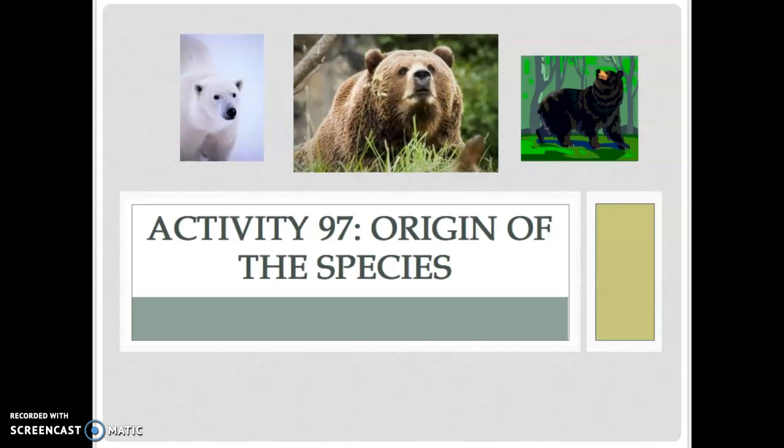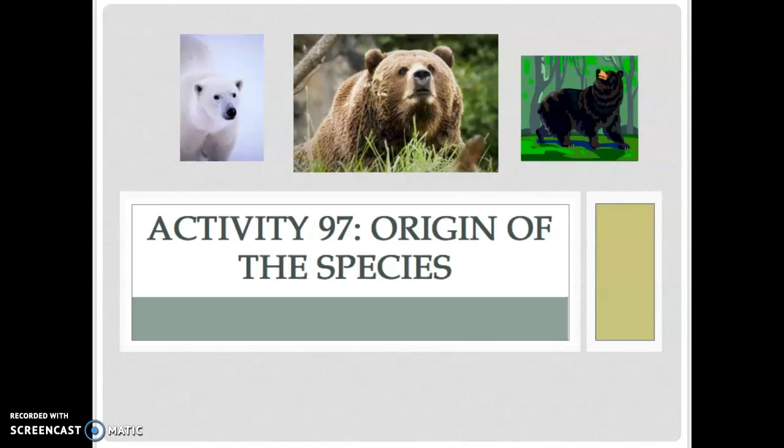Okay, ladies and gentlemen, welcome back for Activity 97. We're going to skip Activity 96 because it's an activity that we can't do from home. So we are going to move in. Activity 97 is called Origin of the Species.